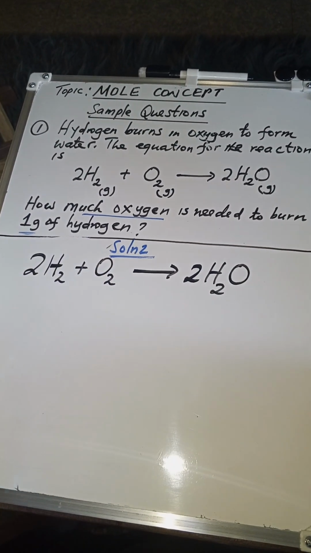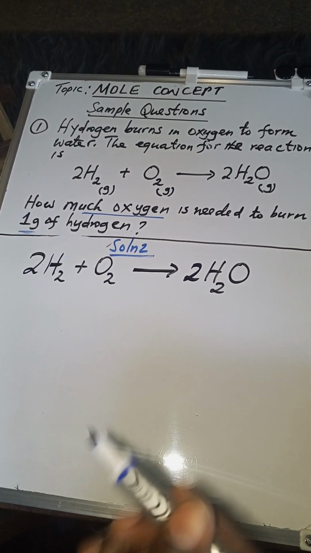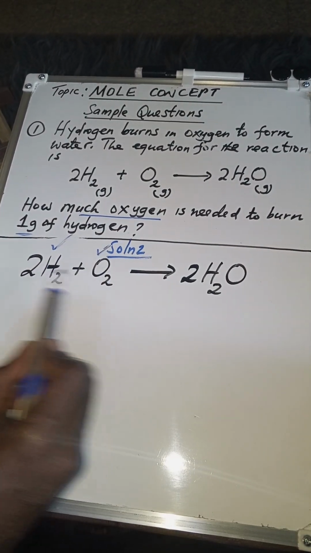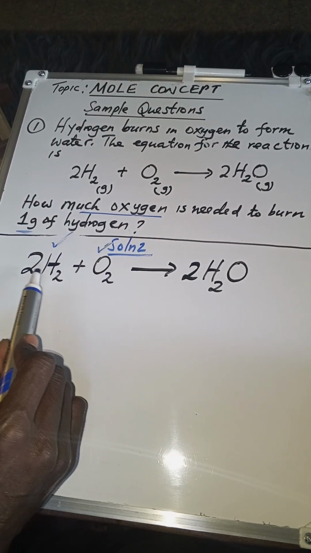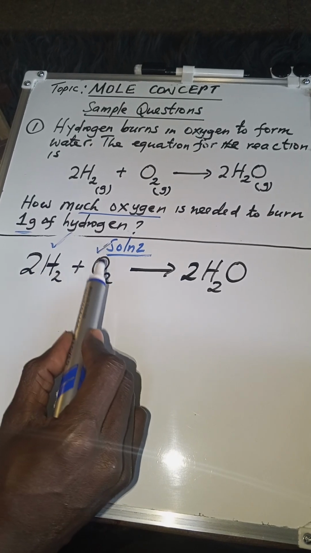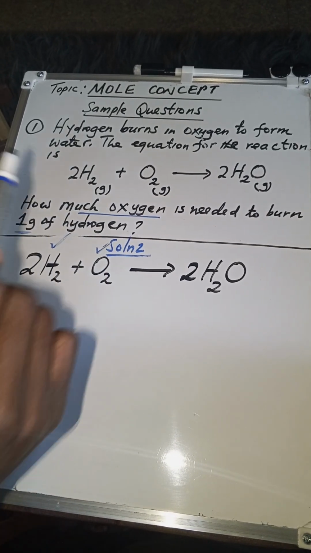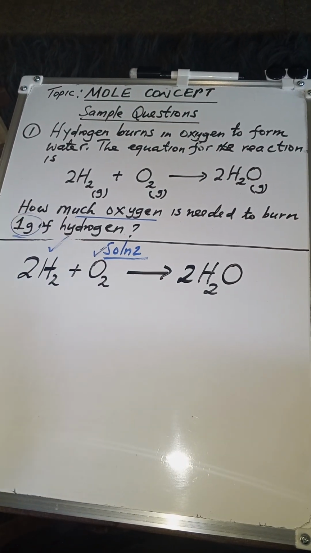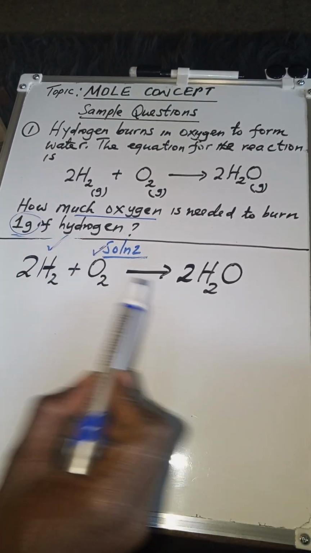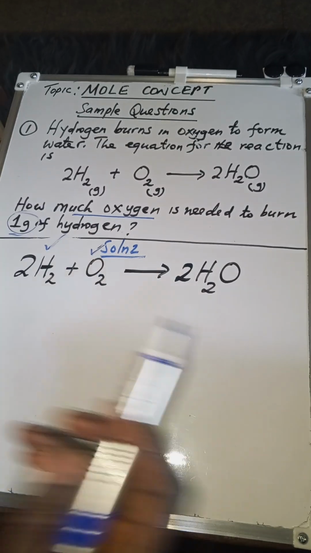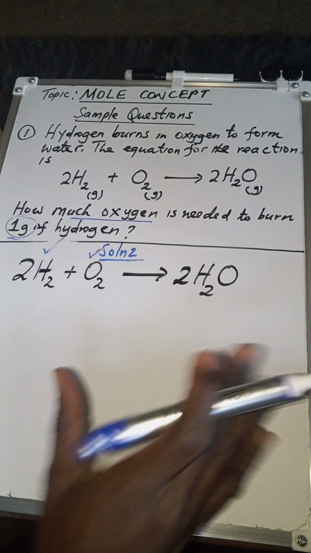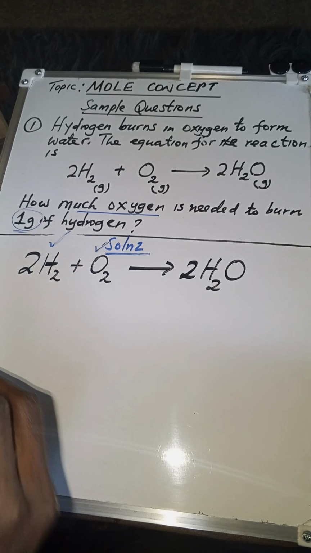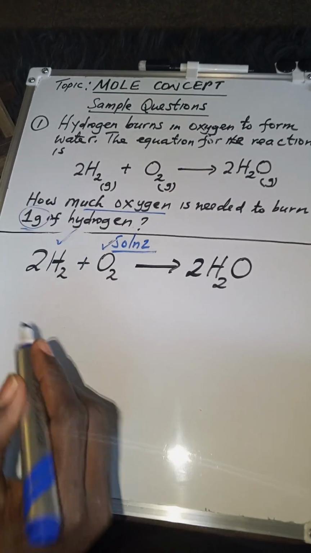Now if you notice, the substances they are talking about are hydrogen and oxygen, and therefore your focus as you calculate this one is between hydrogen and oxygen. Because they are telling you how much oxygen is needed to burn 1 gram of hydrogen, you can compare the masses, but you can also compare the mole to mole ratio. I'll try to teach you that too, but I'll simply start by comparing the masses.